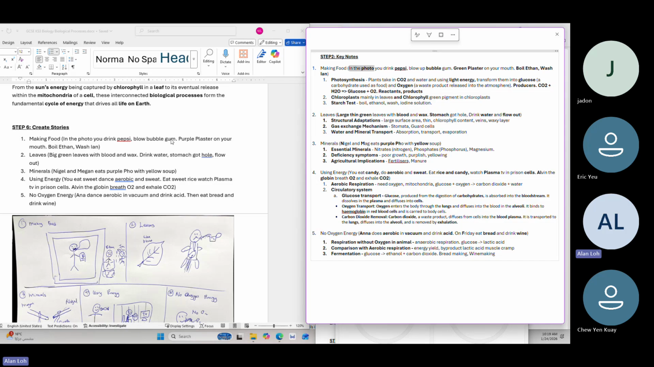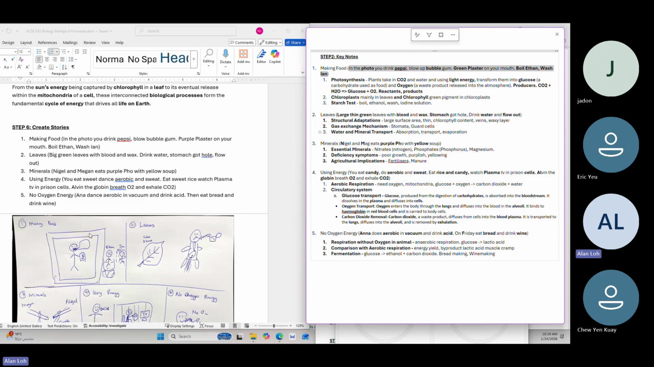In the photo, you drink Pepsi, you blow up bubble gum, you put a green plaster on your mouth, and then another story, you boil Ethan and wash Ian. Obviously, it doesn't sound logical, but that is the point. We need a bit more illogical story to make it more emotional, because illogical things are usually linked with emotions, so that you will be able to remember the story easier.